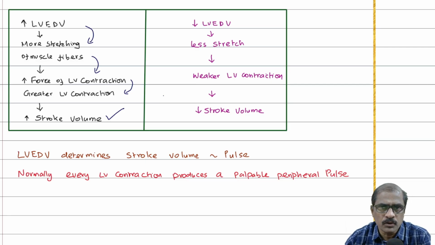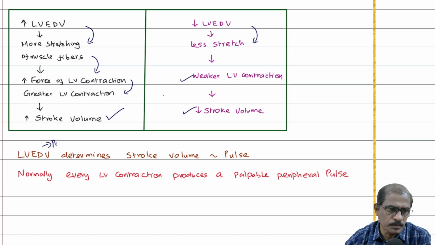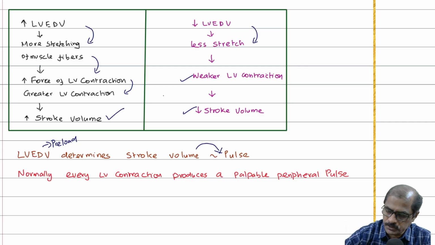If the left ventricular end diastolic volume is low, the muscle stretch is very less, so the LV contraction is very weak and the stroke volume decreases. So what I am trying to say is LV end diastolic volume, otherwise known as preload, determines the stroke volume and the strength of pulse. Normally, every LV contraction produces a palpable peripheral pulse.